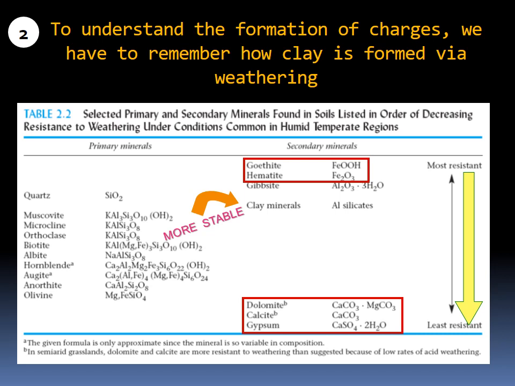Among the list of the secondary minerals, you would see clay minerals. So clay minerals are basically at the end of the formation of the soil, because they are the smallest size of the particles, and also they are a secondary type.